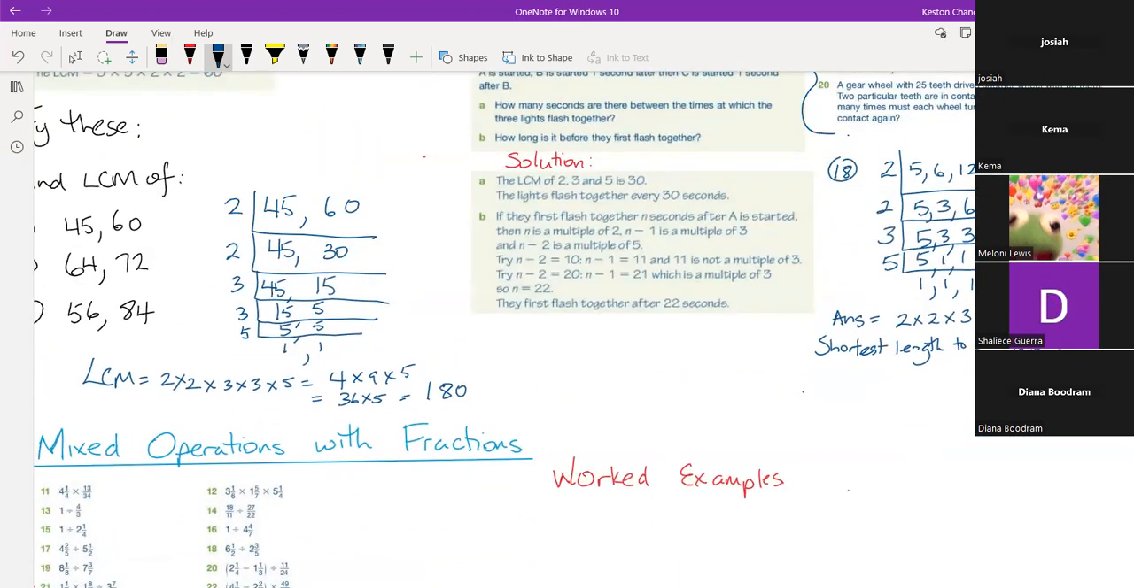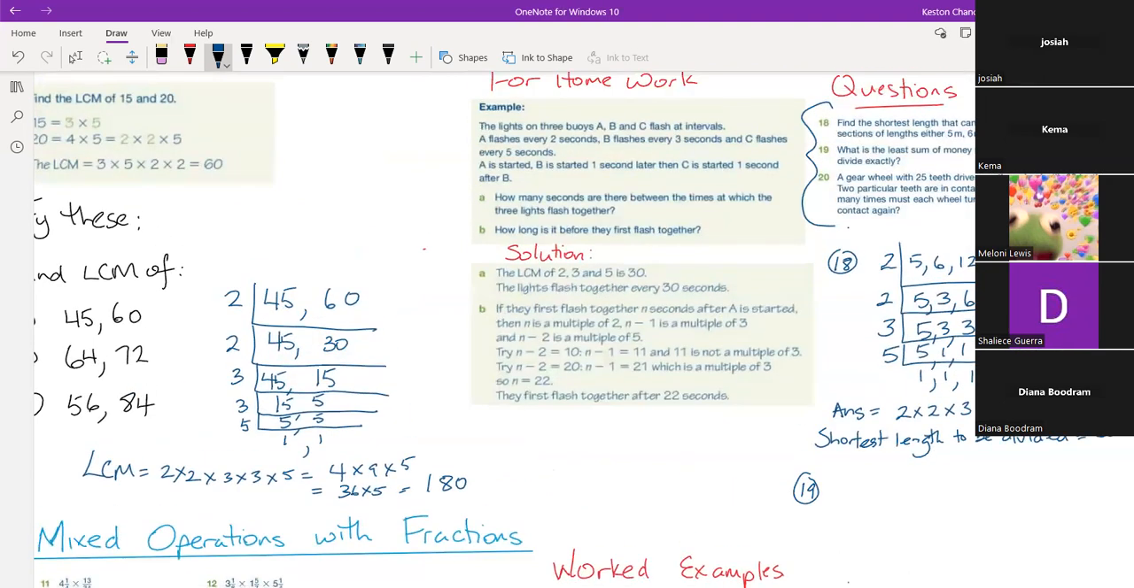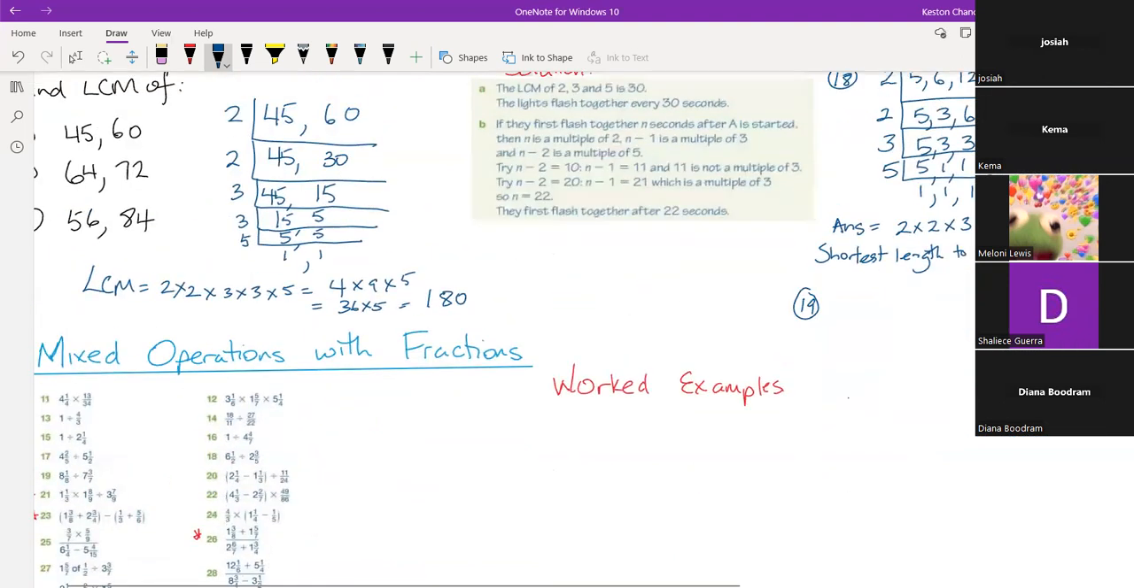Number 19. Same thing, 35, 50, and 75. LCM. Again, always start with 2. If you can't use 2, then you move on to something else. Right, you try 3 next.